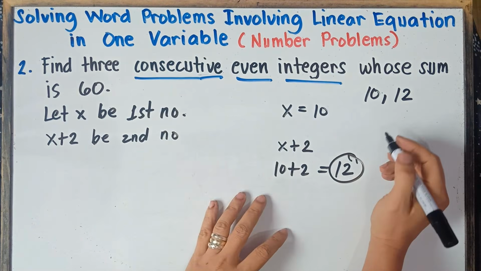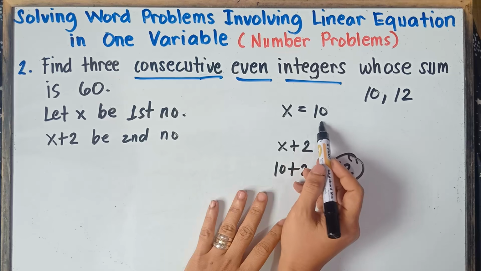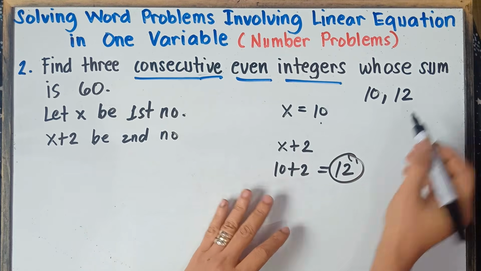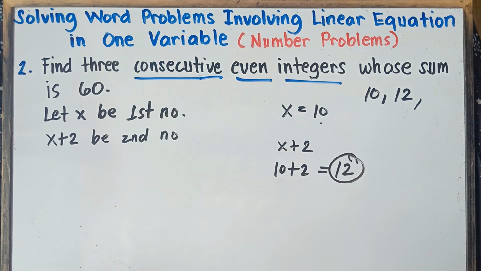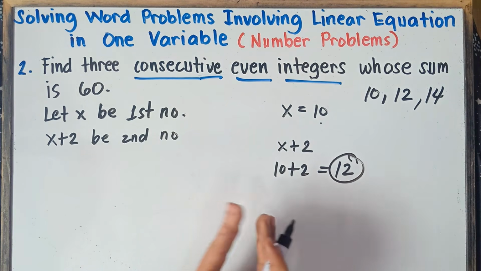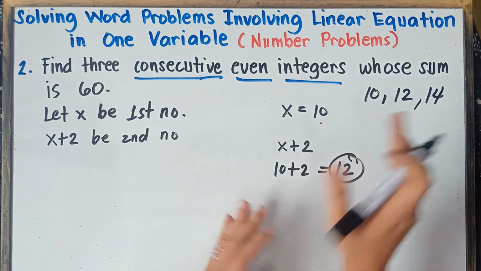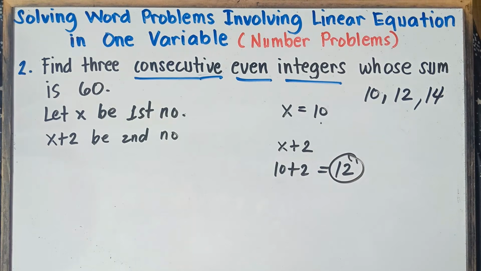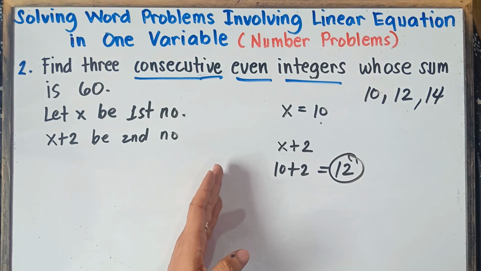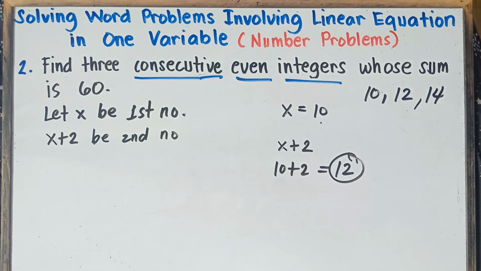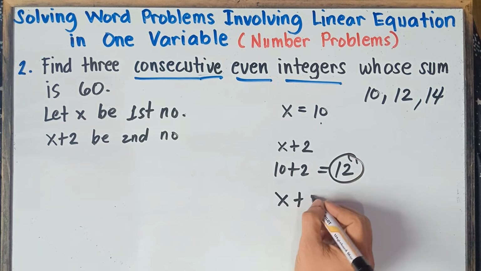Now, if your x is 10, and your second integer is x plus 2, what would be the next number after 12, class? That's correct. It should be 14, right? 10, 12, and then 14. Now, question, class, how will you get 14? If your first integer is x, and your second integer is x plus 2, what will be your third integer, class? That's correct. It should be x plus 4.